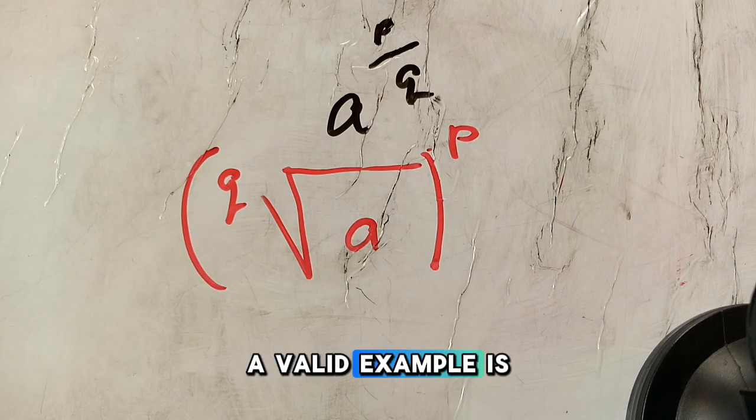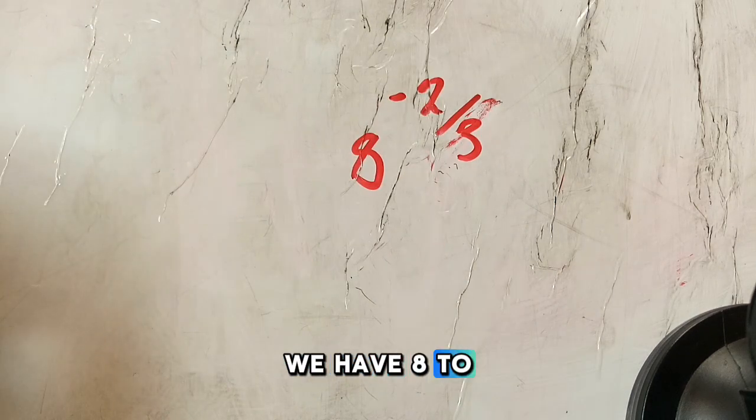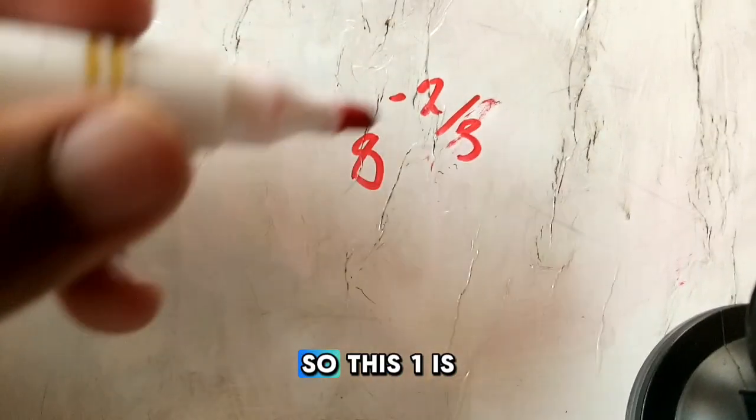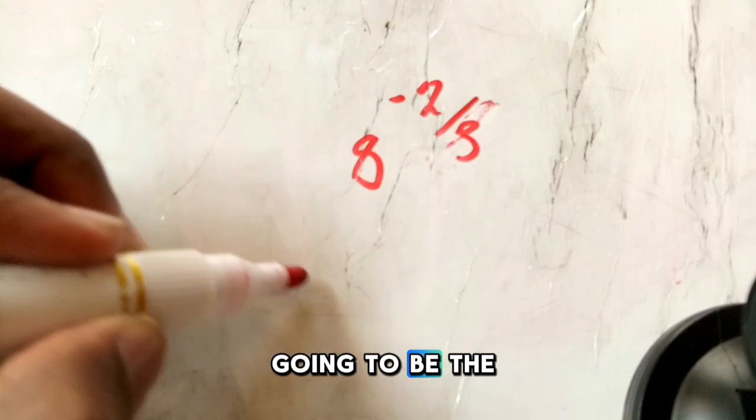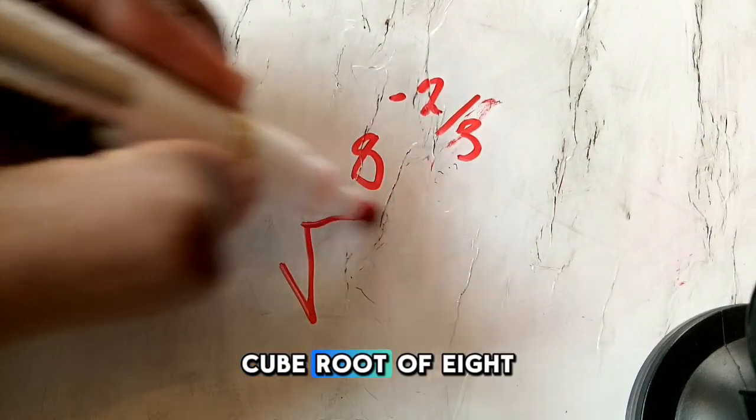A valid example is this one. We have 8 to the power negative 2 over 3. So this one is going to be, the root is 3, so the cube root of 8.